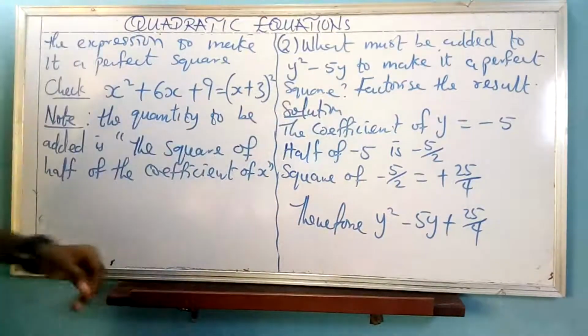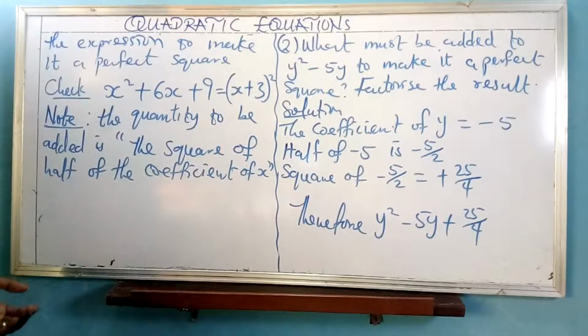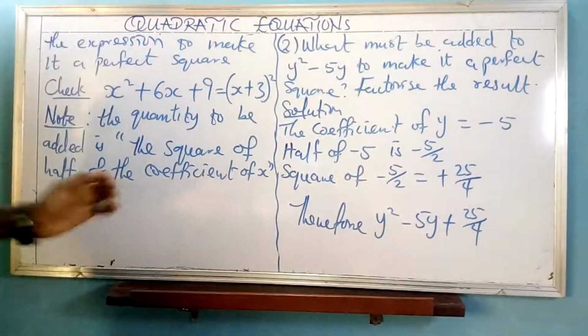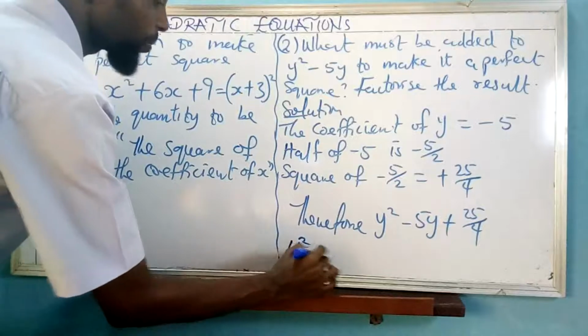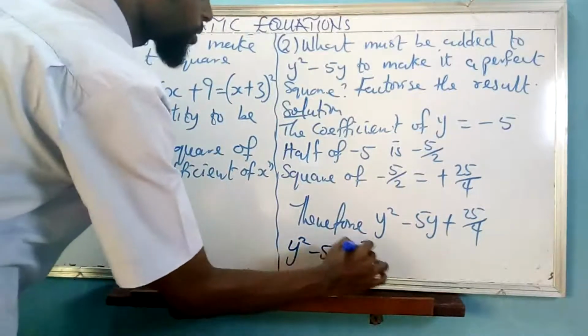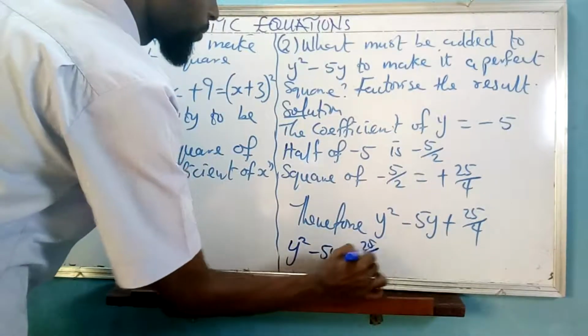The second one says factorize the answer. How do we factorize it? So this is a perfect square now. Don't forget that. How do we factorize it? You just write it back the way you have it. y squared minus 5y plus 25 over 4.